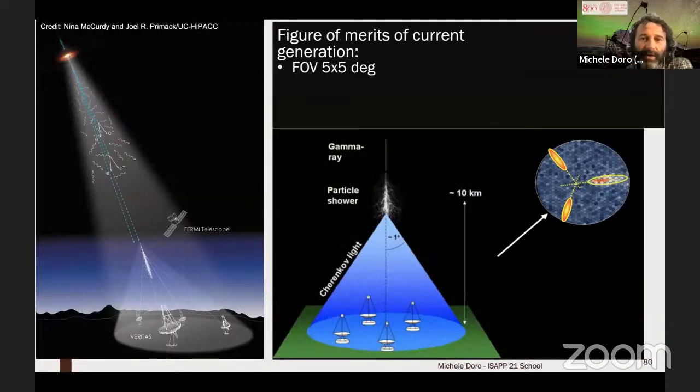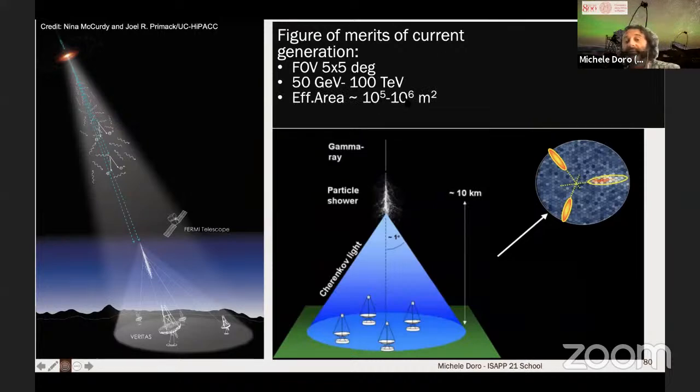Again, we learned that we have to know the figure of merit of the instrument. Now we have a telescope, so we have a small field of view, 5 times 5 degrees. We cannot observe the full sky. That's the energy range. That's the effective area. Remember, 10 to the 5, 10 to the 6 square meters. Fermi, a satellite, has 1 square meter. So the area of the instrument, which is the area of the Cherenkov light pool, is pretty big. That's why we can detect TeV photons. But we have to observe at night, so just 1,000 hours per year.